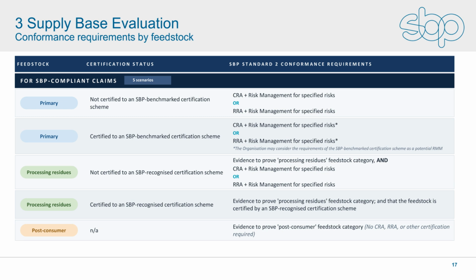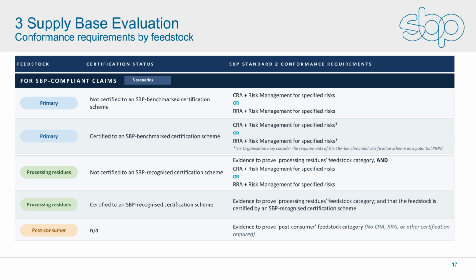Processing residues certified, the incoming material carries an FSC, PEFC, or SFI certification claim. The requirement is simpler: evidence that the feedstock is a processing residue, plus evidence that it is covered by that recognized certification. No separate CRA or RRA with risk management is required.